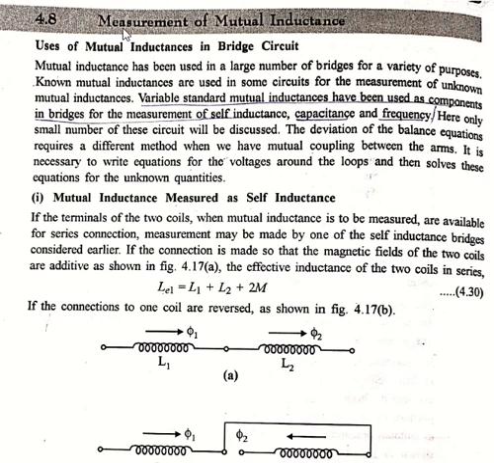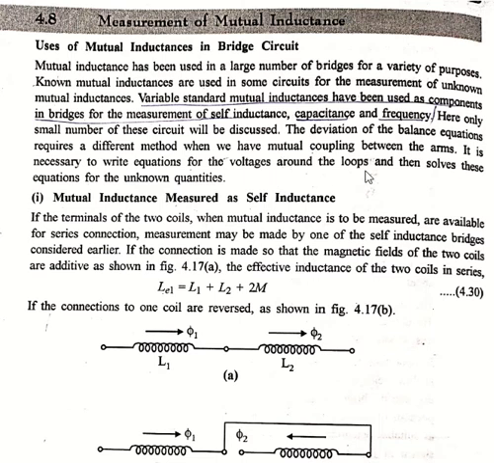Mutual inductance has very many uses in an AC bridge. There is a variety of purposes for mutual inductance. Known mutual inductances are used in some circuits for the measurement of unknown mutual inductance. Variable mutual inductances are used as a component in other bridges for the measurement of self-inductance, capacitance and frequency.